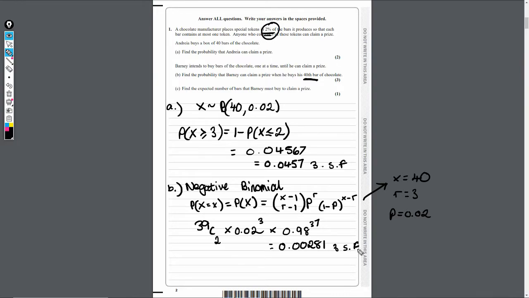3 significant figures. And there we have it, that's part B done. And part C, I will have enough room, it's a nice easy 1 marker here. The expected number of bars, so we're still working here in the negative binomial.